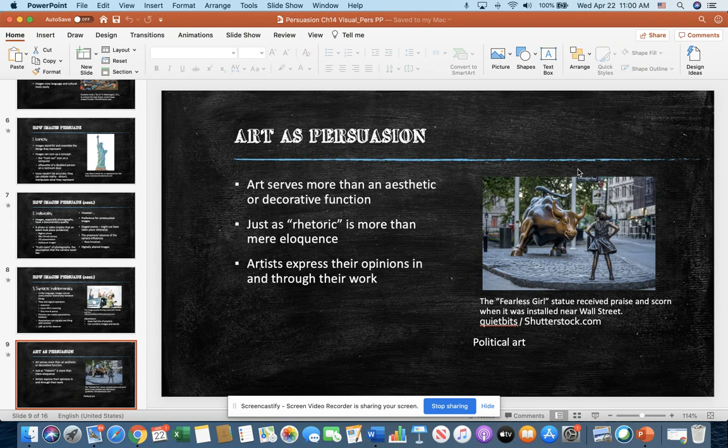Now, there's a little photo there of the bowl, it is in New York, right? And then the Fearless Girl photo image that was added to it.